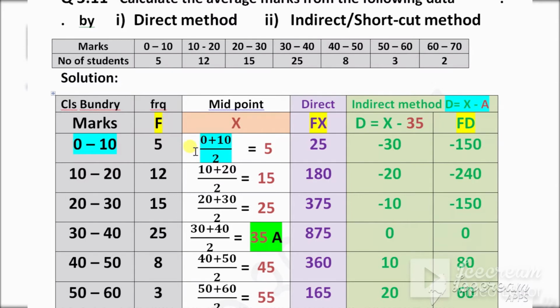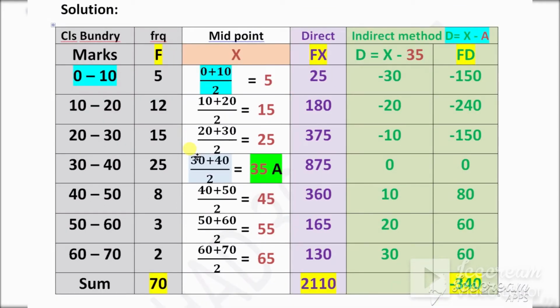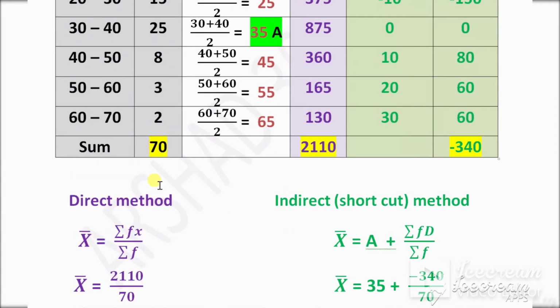The formula for finding the direct method is summation fx divided by summation f. For this formula we have to find x, and in this question only f is given, x is not given. So first we will find x, which is called the midpoint. For the second formula, the shortcut method, we need a plus summation fd divided by summation f. So for this formula we need d. For the first formula we have to find x, for the second formula we have to find d.